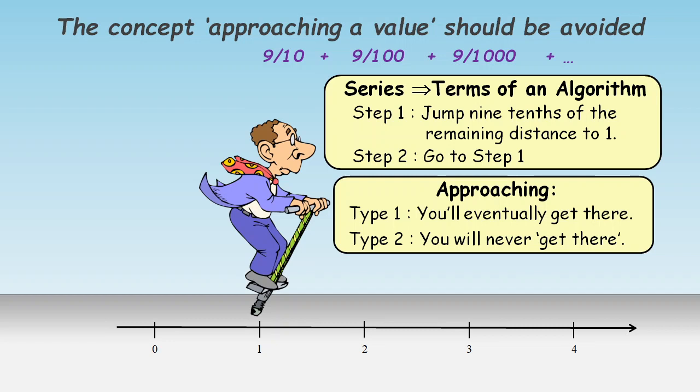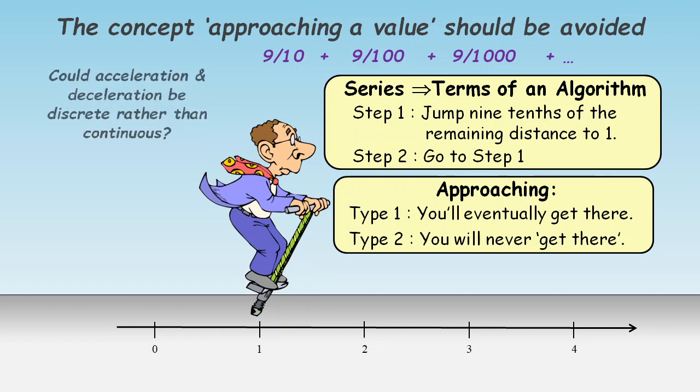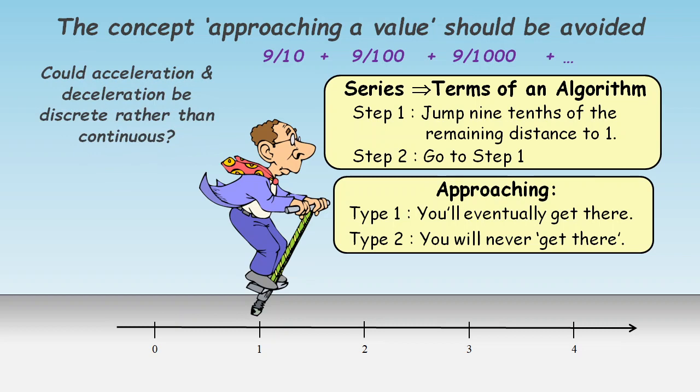We could also think of this series as describing a discrete form of deceleration, where the velocity changes from 9/10ths of a unit of distance per unit of time to 9/100ths of a unit of distance per unit of time, and so on. And if things like acceleration and deceleration really do involve a series of discrete velocity changes rather than being a continuous change, then perhaps our whole approach to calculus has been wrong.